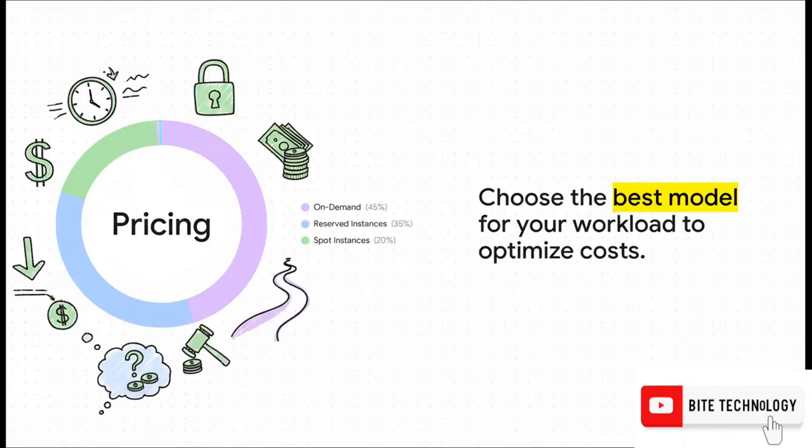So AWS gives you a few ways to pay. On Demand gives you the most flexibility. You pay by the second, no commitment, turn it on and off whenever you want. If you know you're going to need a server for, say, a year or 3, you can get a huge discount with reserved instances. And then there's spot instances, where you bid on spare AWS capacity. You get the deepest discounts, but the catch is AWS can take the server back with a short notice.